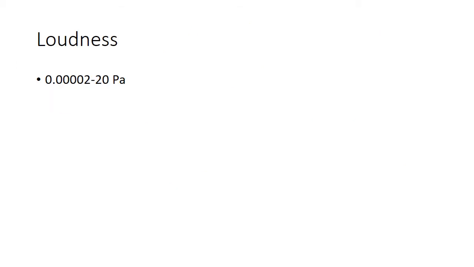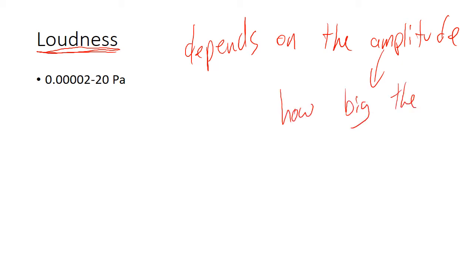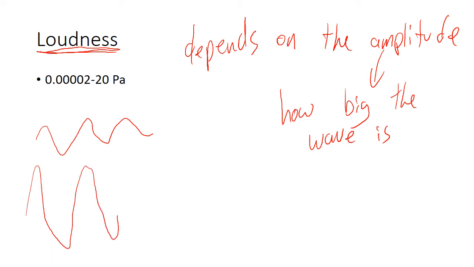The next thing is loudness. So loudness depends on the amplitude of the wave. What is amplitude talking about? How big the waves are. Okay, so let's draw two situations here. Here's a wave, and there's a wave. So these waves have roughly the same frequency, right?